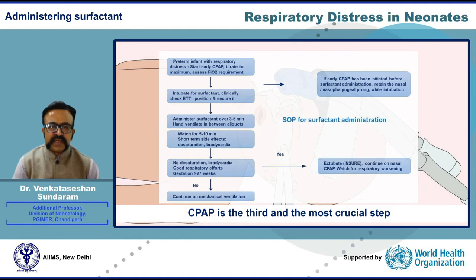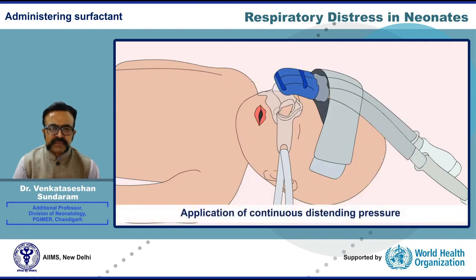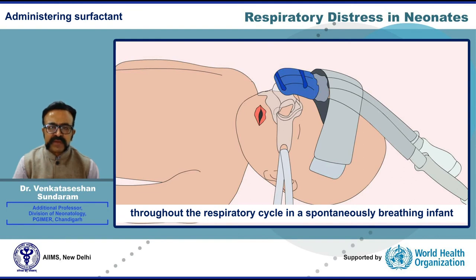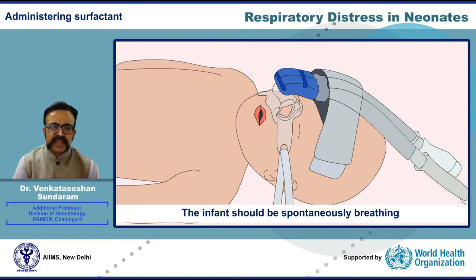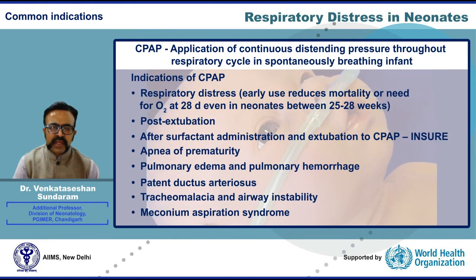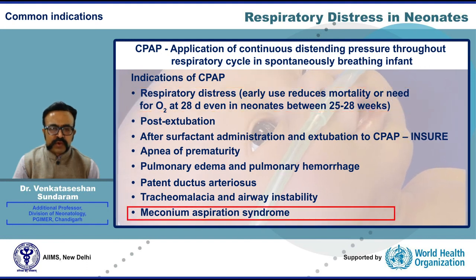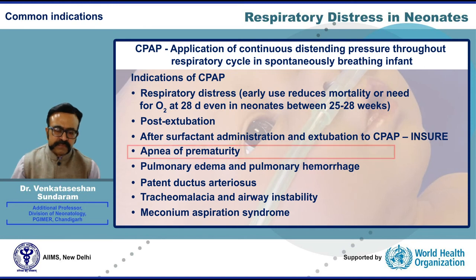CPAP is the third and the most crucial step in the respiratory management of a preterm neonate. CPAP is nothing but application of continuous distending pressure throughout the respiratory cycle in a spontaneously breathing infant. The key point is that the infant should be spontaneously breathing, or else this therapy is contraindicated. Common indications are any condition where the alveoli or the airway needs splinting. Examples are RDS, meconium aspiration syndrome, post-extubation and apnea of prematurity.